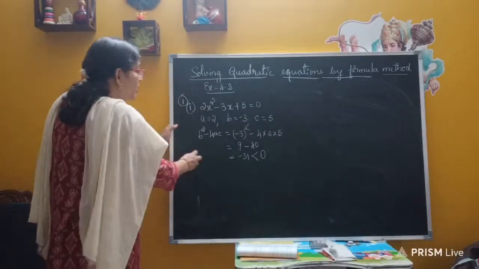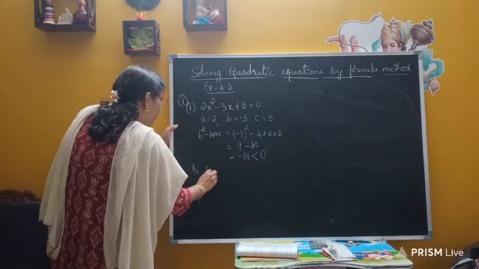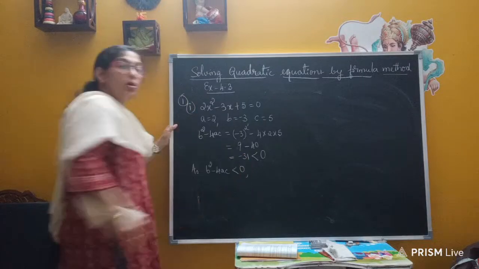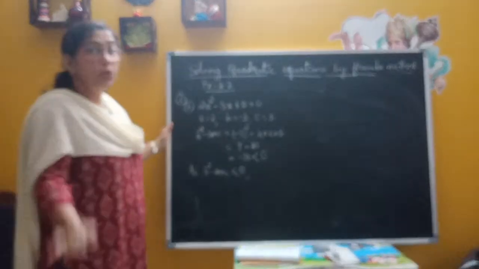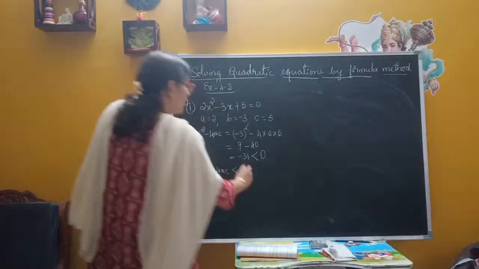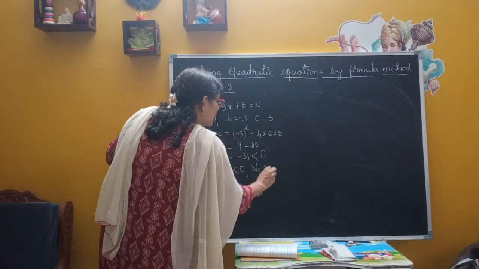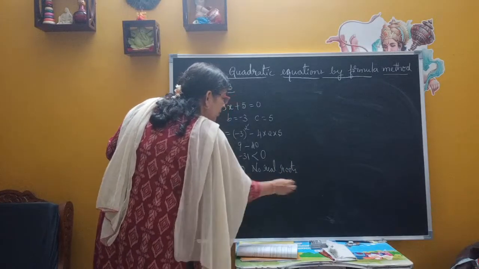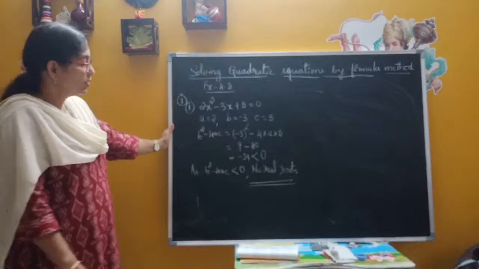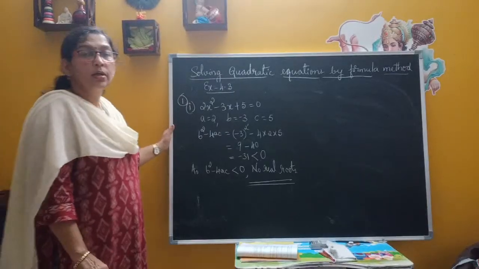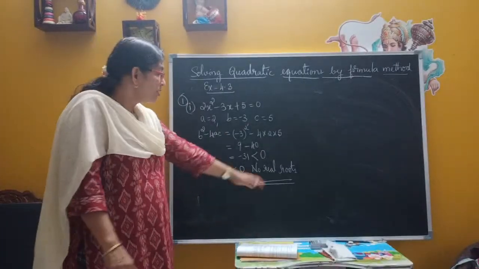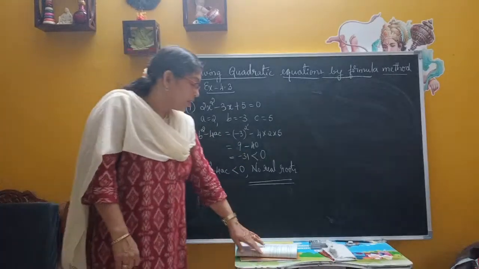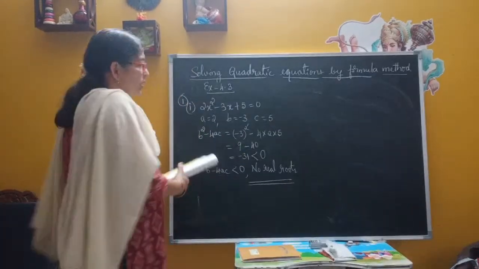Since b square minus 4ac is less than 0, what do we conclude? No real roots. We don't have any roots here. Okay, so no real roots. This is first one. So, we need not continue with this problem because if there are no roots, how will you find them? Leave it now. The problem is over. Now let us do second one in this now.